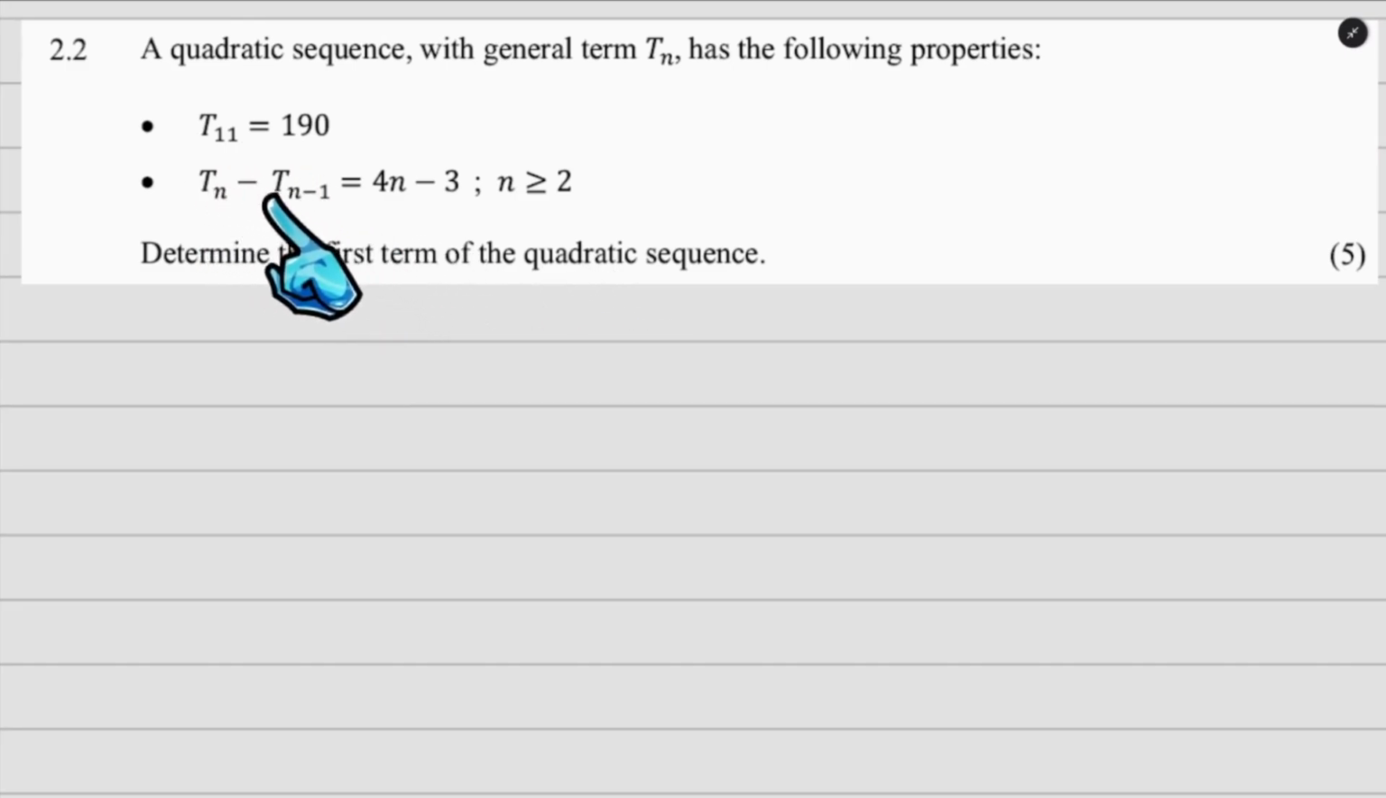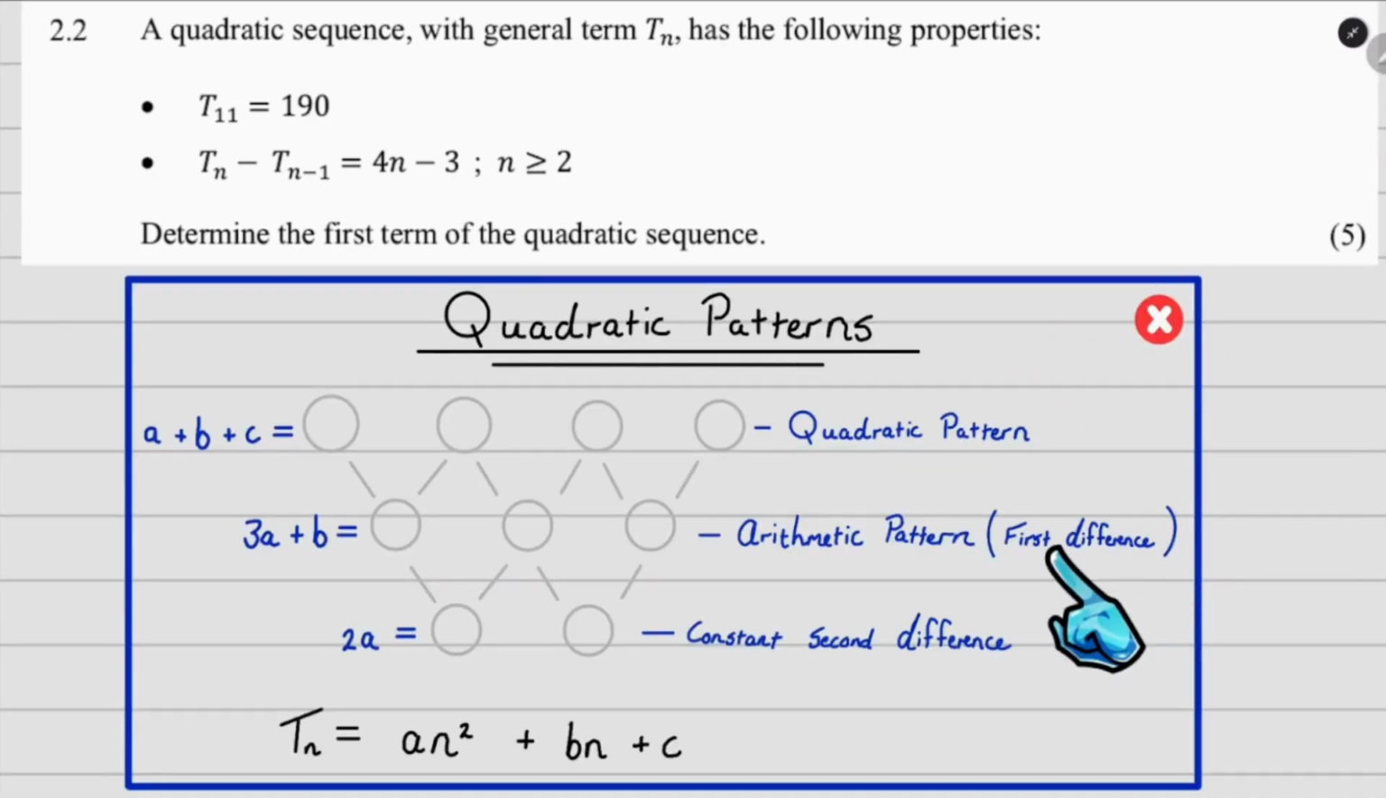Okay, so this over here is a very complicated way of giving you the rule for your first difference. So for any given quadratic sequence, I set up this placeholder. You want space for your quadratic pattern at the top, space for the arithmetic pattern that forms the first difference in the second row, and the last row should be comprised of the same numbers because it's a constant second difference. Unfortunately, this is not on your formula sheet, so all of this you'll have to know off by heart.